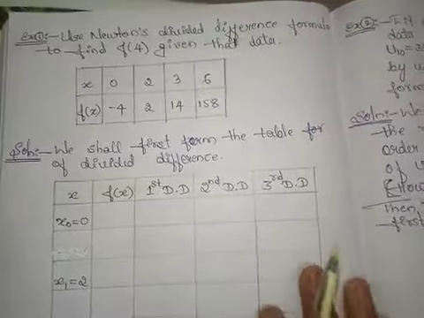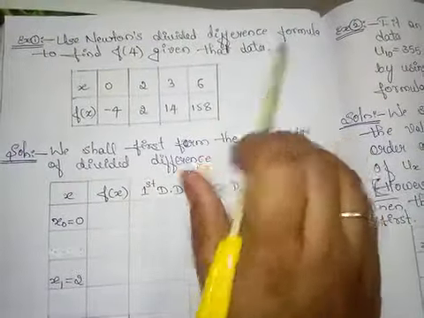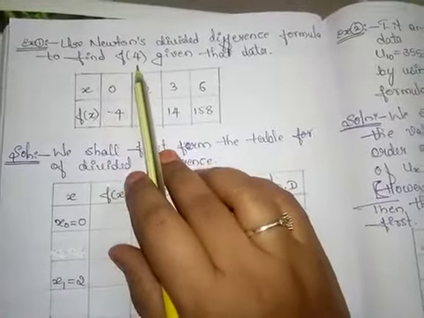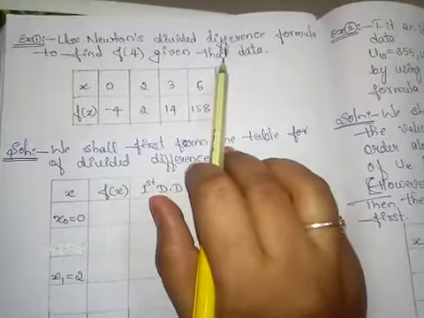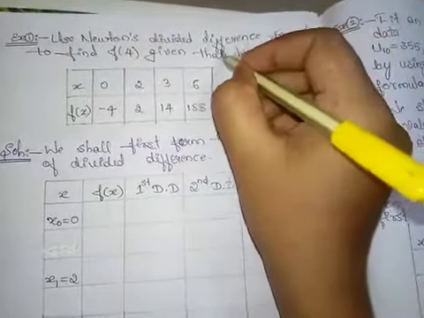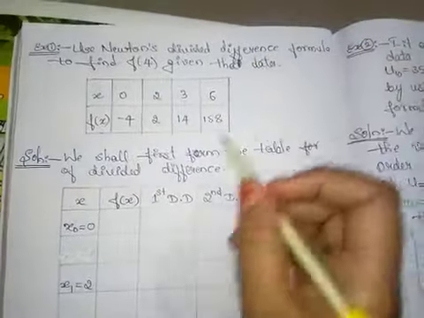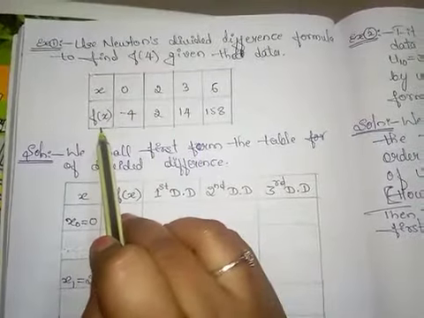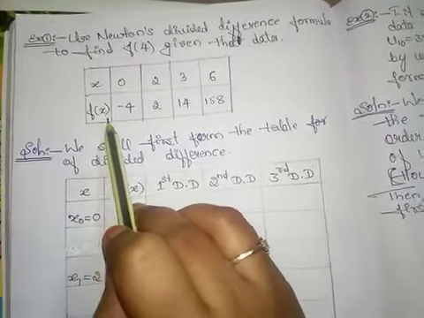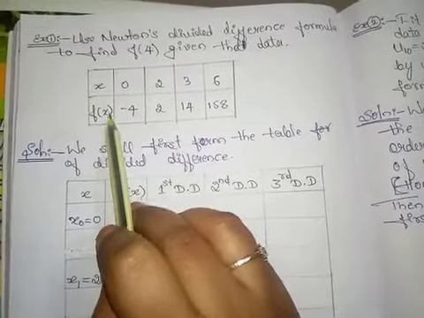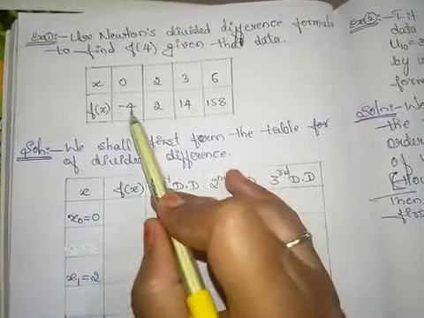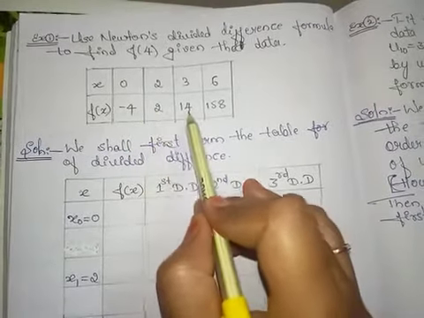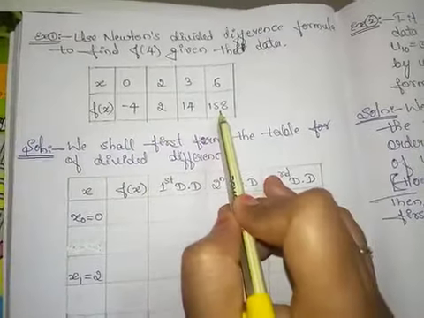Use Newton divided difference formula to find f of 4 given the data. The x values are 0, 2, 3, 6 and the y values. Y is equal to f of x, meaning the functional value gives the values of y, that is minus 4, 2, 14 and 158.